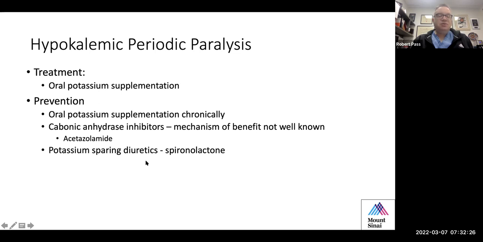And then, of course, as we would expect, potassium-sparing diuretics like spironolactone. The only one patient I ever saw with this, I think we were treating him with spironolactone and potassium. And interestingly, on that combination, had a normal QT interval.